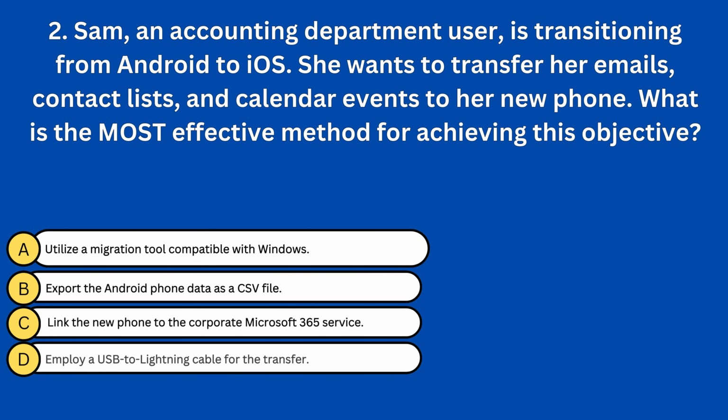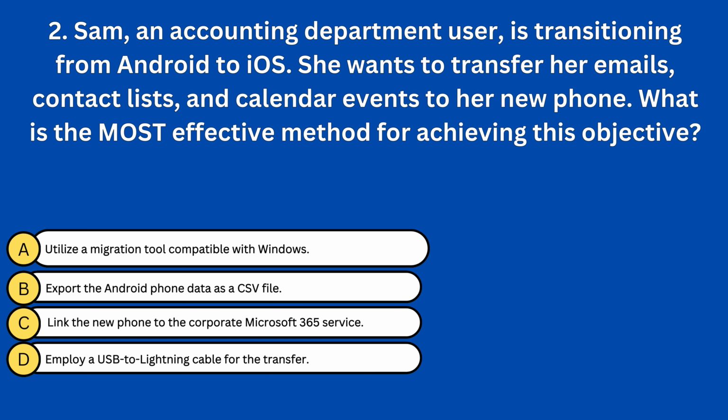Sam, an accounting department user, is transitioning from Android to iOS. She wants to transfer her emails, contact lists, and calendar events to her new phone. What is the most effective method for achieving this objective?